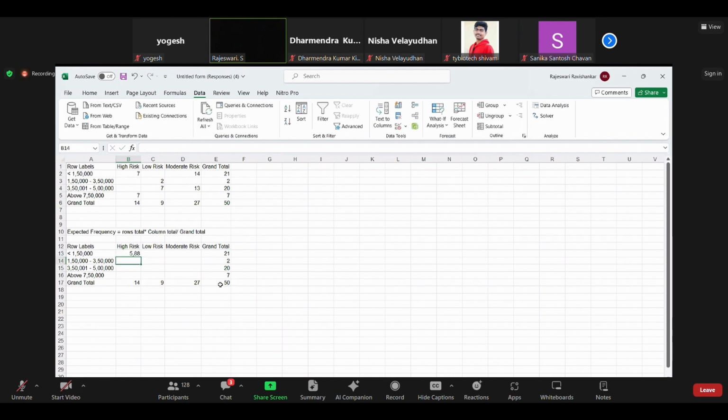Then give enter. So for the rest of the things, I want to drag the rest of the options, so I want to freeze the cells. For freezing the cells, I will add a dollar symbol before the alphabets. If I do like that, that particular cell will be frozen.